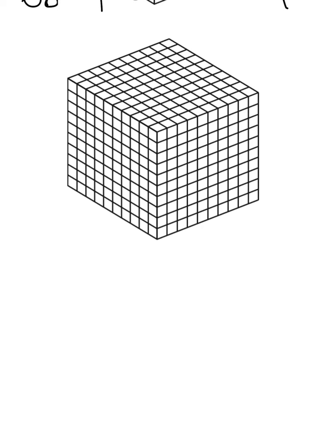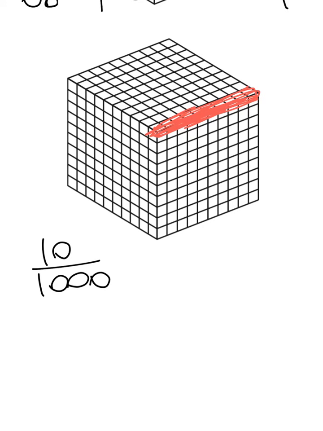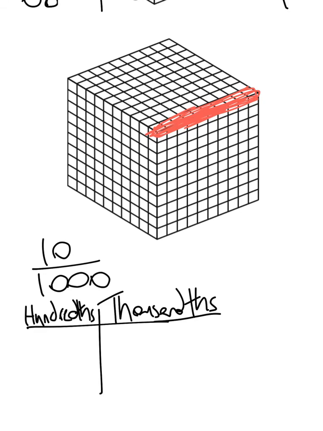How much is 10 thousandths worth? If I highlight 10 cubes out of my thousandths cube, how much is that really? So it would be 10 out of 1,000. And what is that equivalent to? If I had a place value chart and I had my hundredths here, and my thousandths. Now, 10 out of 1,000 means I have 10 thousandths over here.